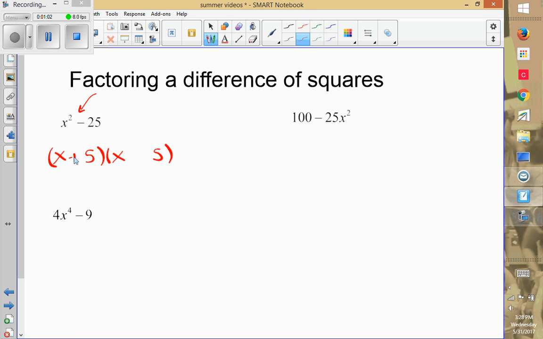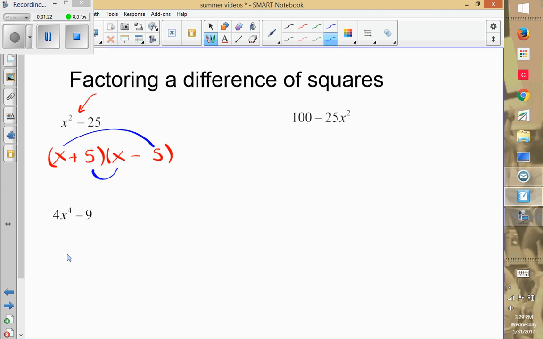If you make one positive and one negative, you'll see then, just to show you, in FOIL, here's the outer, that's -5. Here's the inner, that's +5. And that's why you end up without the middle term, because they are opposite in sign and they would add to 0.